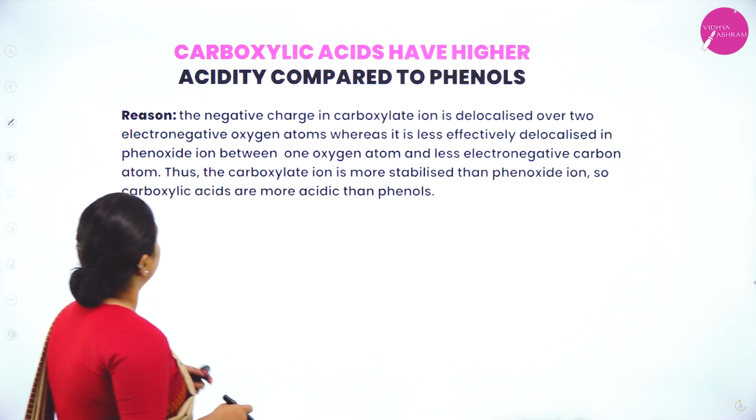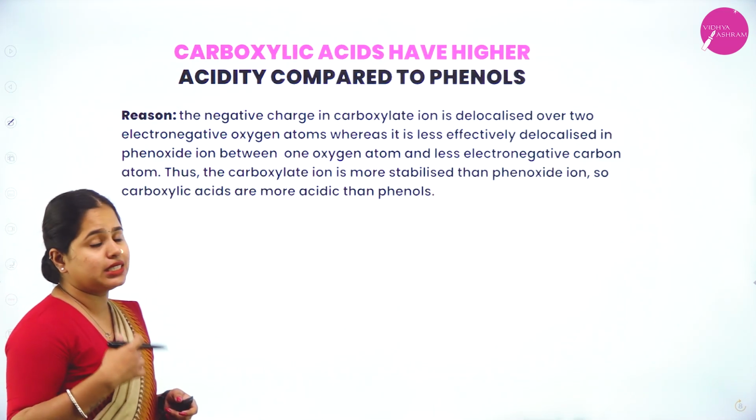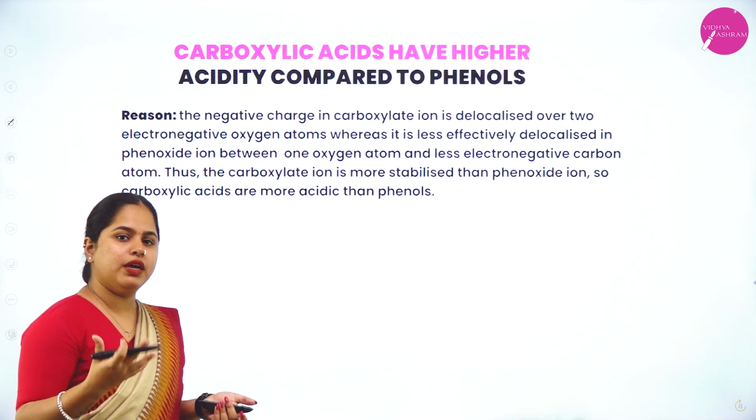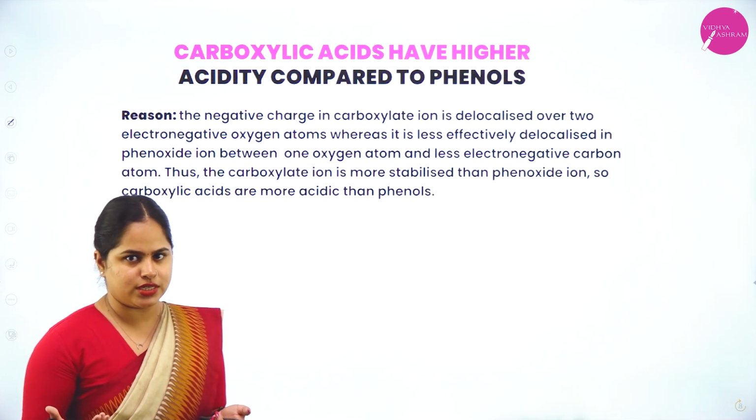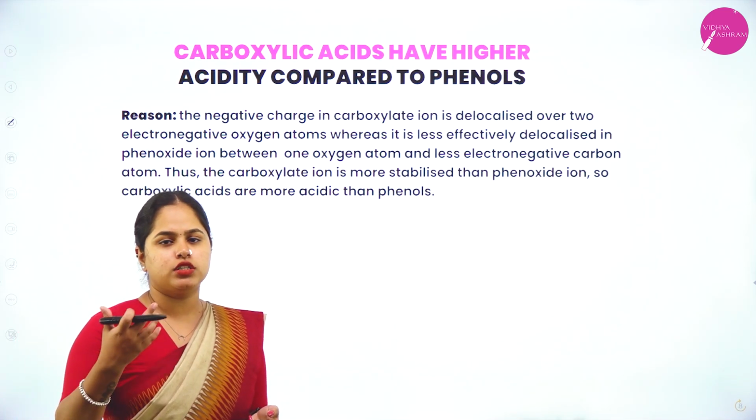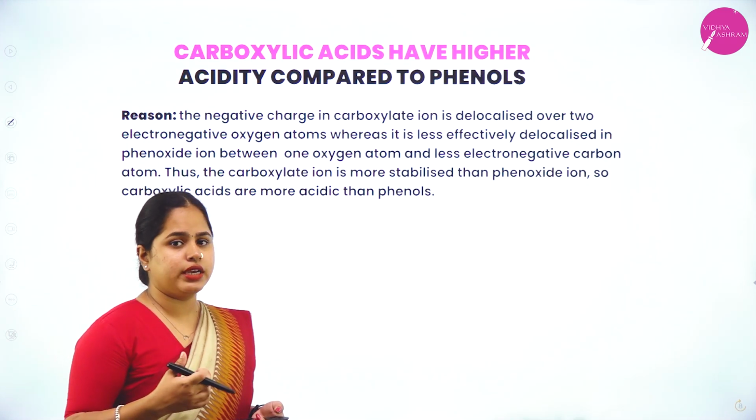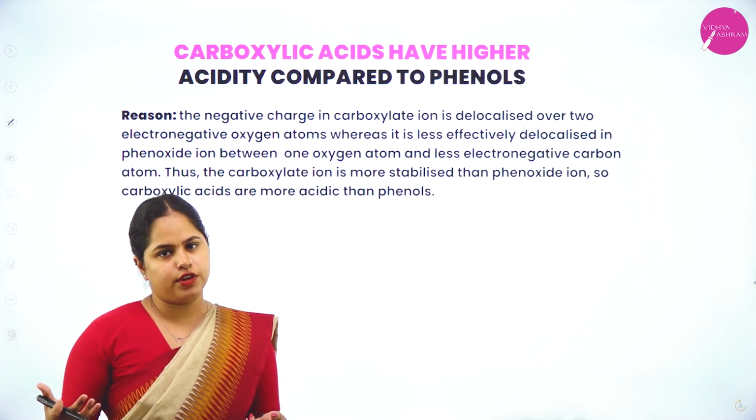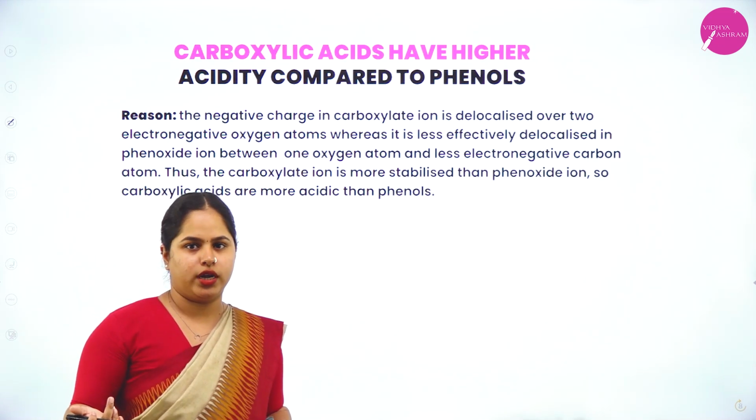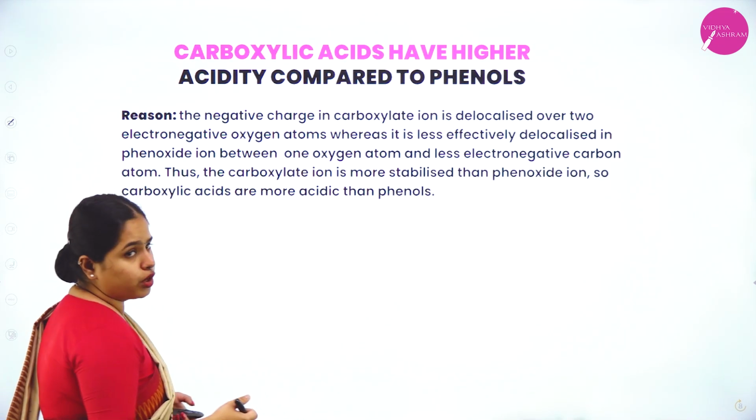Moving on to the next one. Carboxylic acids have higher acidity compared to phenol. Now if you are comparing phenols, phenols are also acidic. We have discussed this in the alcohols, phenols and ethers chapter. Now coming to carboxylic acid, if you are comparing carboxylic acids and phenols, carboxylic acids are more acidic. Why is that? So this is an important question.